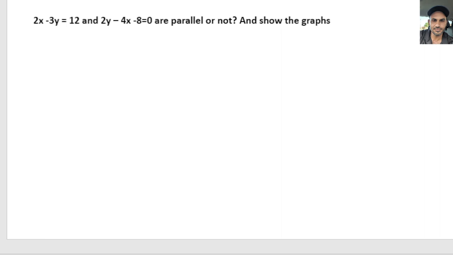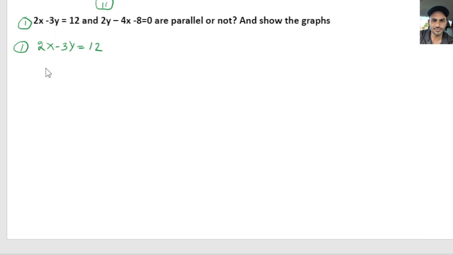All right. Here we have two lines again. These we actually have to solve and see if the slopes are similar or not. So this is our first one, and this is our second one. So I'm going to take one of them down. Let's go with the first one. We have 2x minus 3y equals 12.